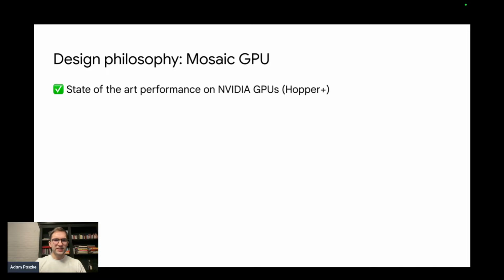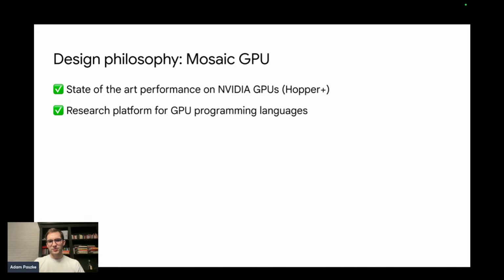For Mosaic GPU, again, state-of-the-art performance is first and foremost. I do also want to keep it a research platform. Ultimately, the way Mosaic GPU started was I just wanted to learn about Hopper. I tried building a playground for myself. Then I implemented some kernels, and they seemed useful. So we've developed it into a more fully featured thing.